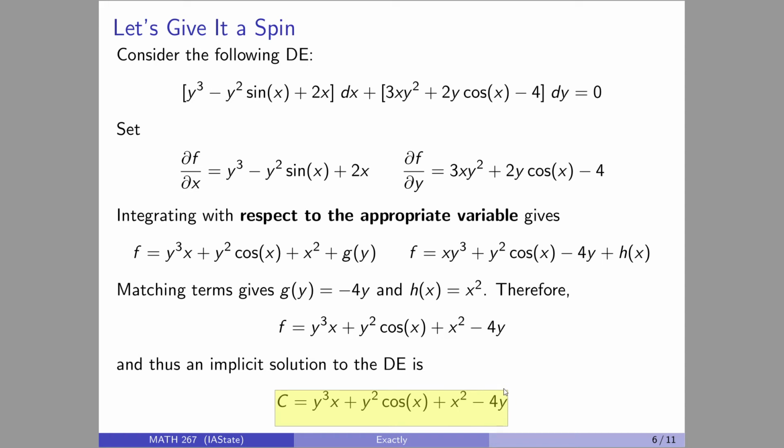Nice. So that is a real slick move. Take your DE, write it in differential form, find a function f so that the partial with respect to x matches here, and the partial of f with respect to y matches there, and then boom, done. Solved. That's it.